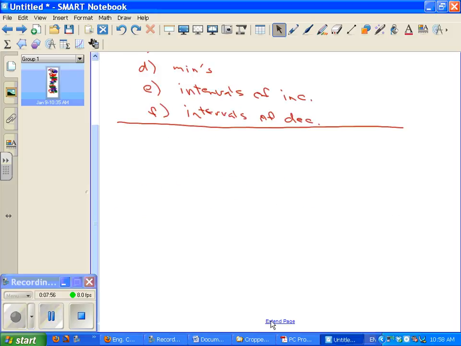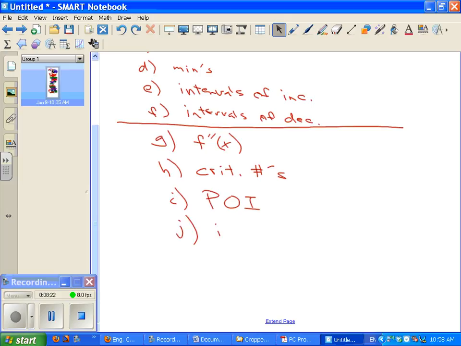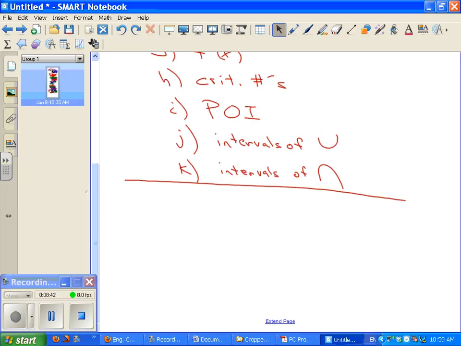All right, then next, no surprise, second derivative test. So you go f double prime, so you're going to find the second derivative. You're going to find the new critical numbers, that's H. I, points of inflection. J, intervals of concave up. K, intervals of concave down. That's the second derivative test.